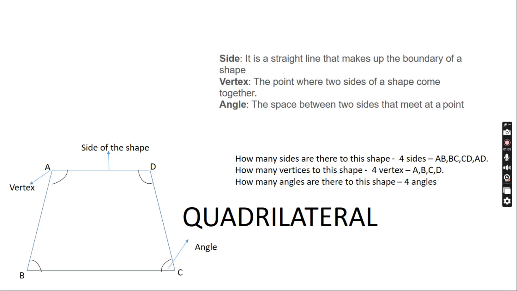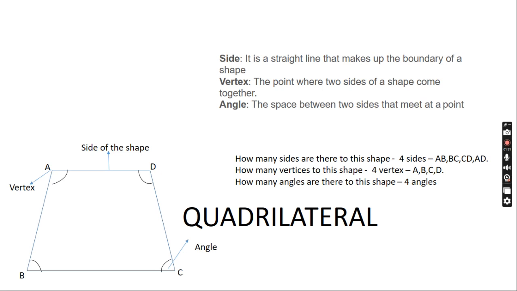First is side. It is a straight line that makes up the boundary of a shape. Vertex, the point where two sides of the shape come together. And the third one is angle, the space between the two sides that meet at a point. Then for identifying the figure, we ask three questions. First, how many sides are there in this shape? Four sides, AB, BC, CD, and AD.